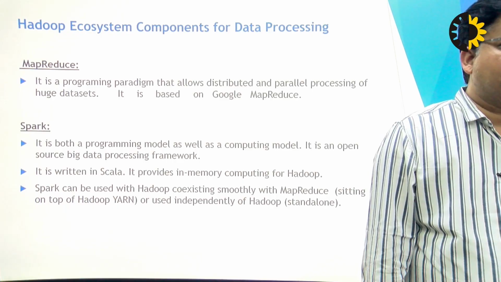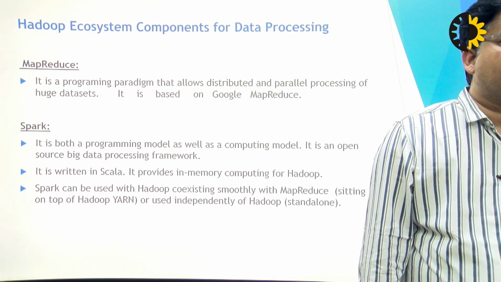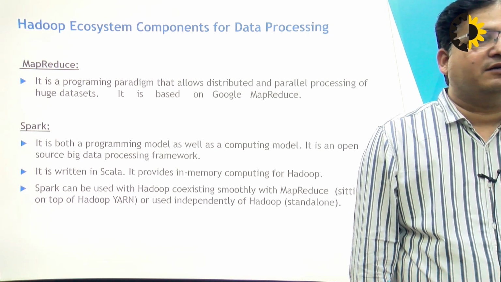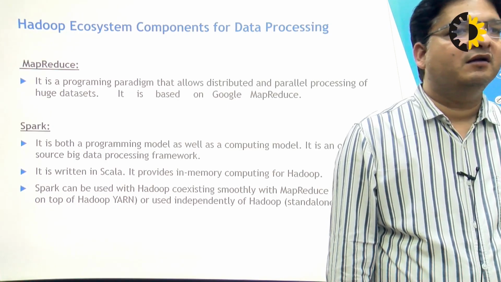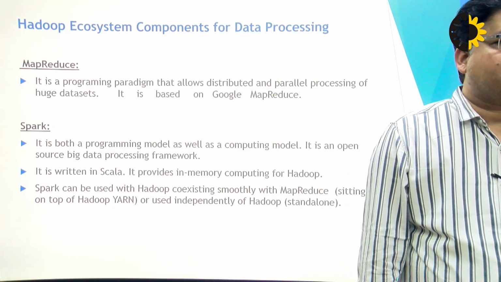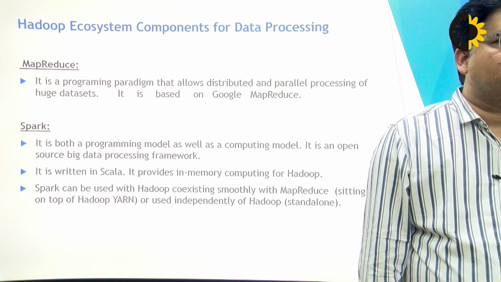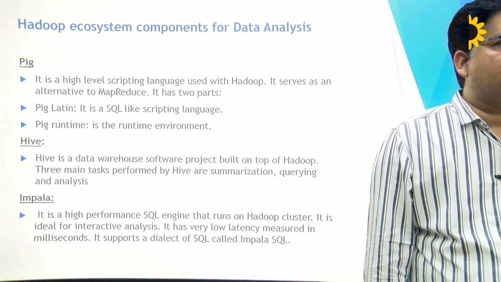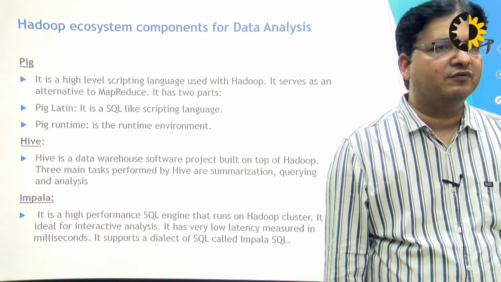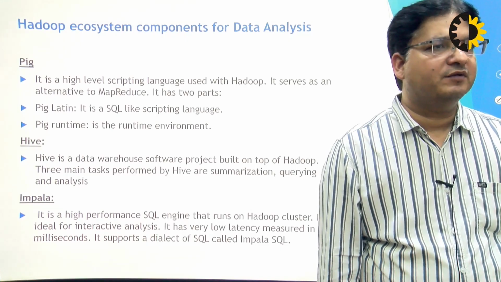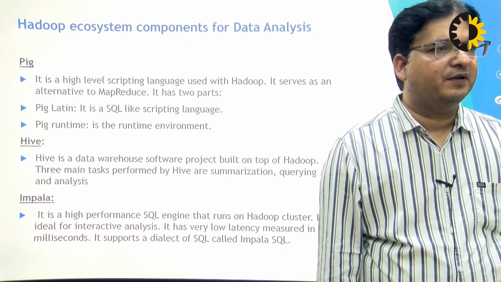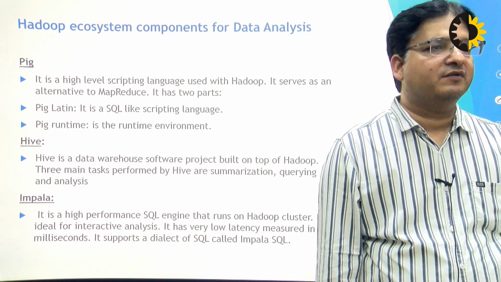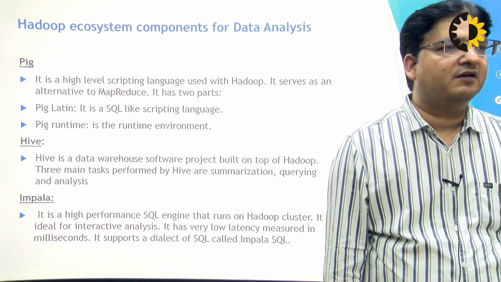Spark is a programming model as well as a computing model. It is written in Scala. It provides in-memory computation that is 100 times faster than MapReduce. Now in Spark we can use both batch and real-time. Pig is a high-level scripting language used with Hadoop. It serves as an alternative to MapReduce. It has two parts, Pig Latin and Pig Runtime. Pig Latin is like a SQL scripting language, whereas Pig Runtime is the runtime environment.